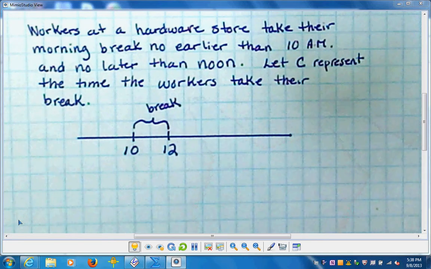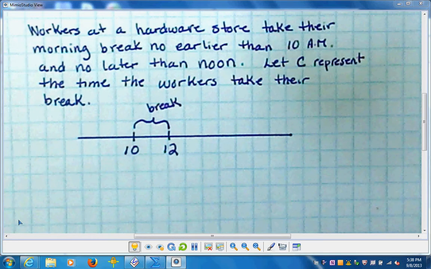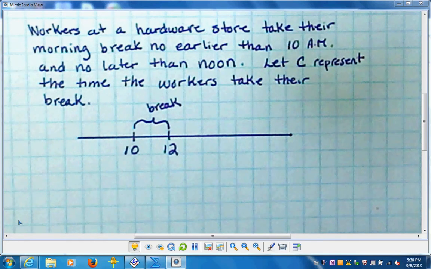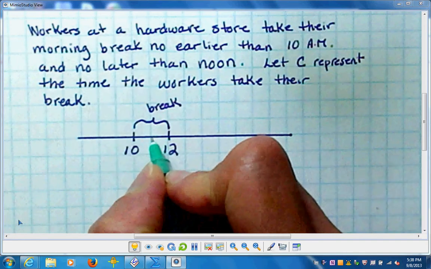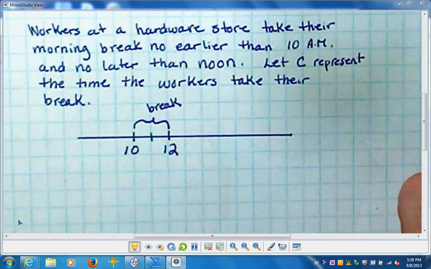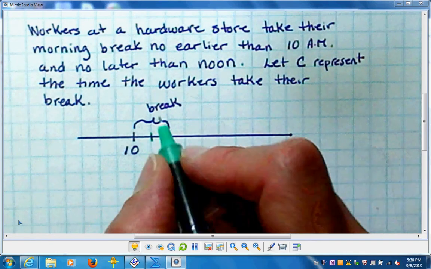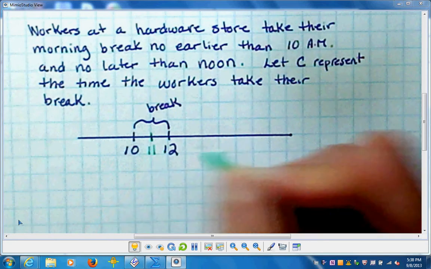So if we want to write an equation that helps to tell us when we could take our break, then what we're going to do is write an absolute value, which means that we have to find the center. So the center is right here. These numbers are pretty easy to see that our center time is going to be 11.